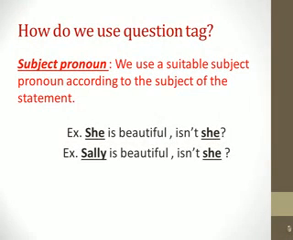Number 3, use the subject pronoun of the statement. But if the subject of the statement is a noun, you are going to replace it with a suitable subject pronoun. For example, she is beautiful, isn't she? In this example, the subject is she, so we will use it in the tag. But when we say Sally is beautiful, isn't she? In this one, the subject of the statement is a noun, which is Sally. So we can't use it in the tag, and we must replace it with a suitable subject pronoun, and it will be she.